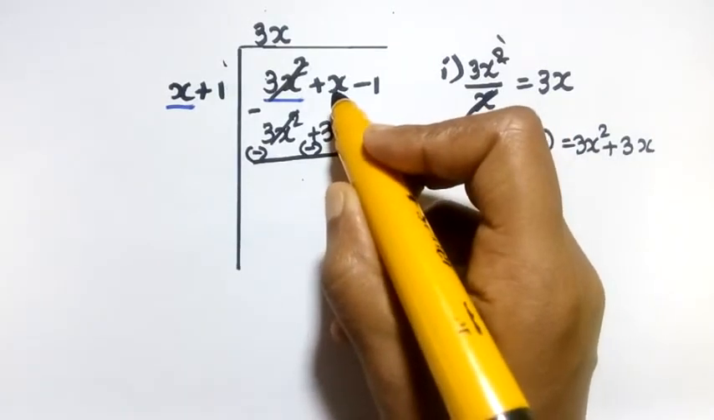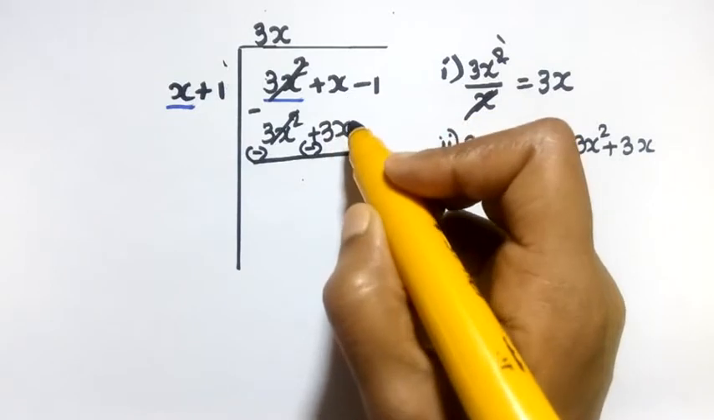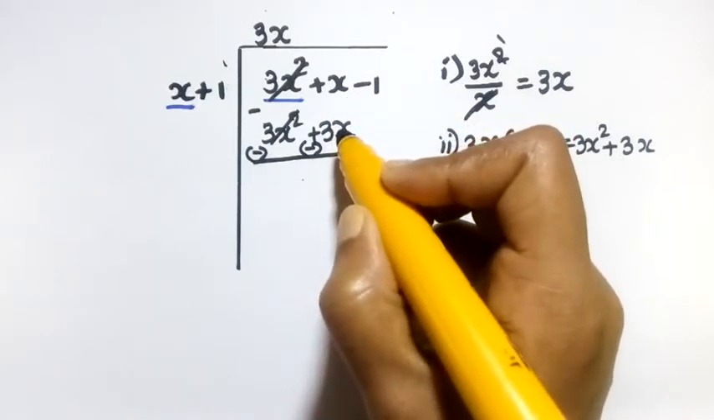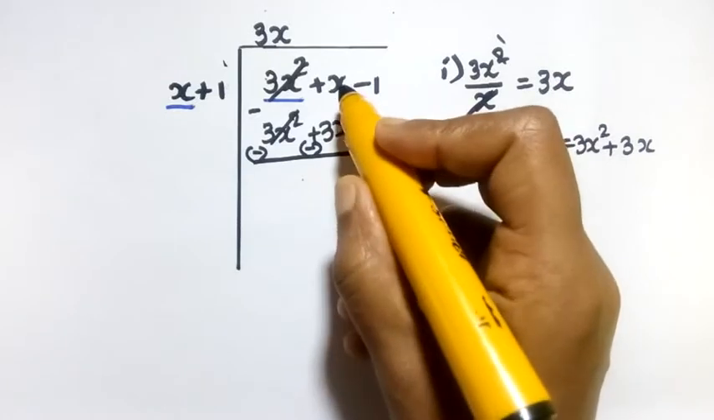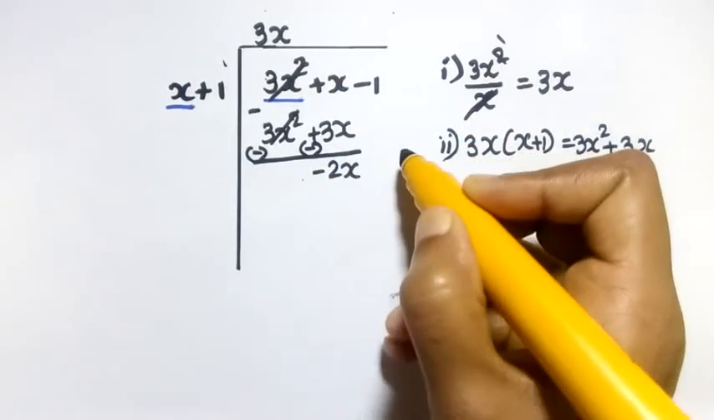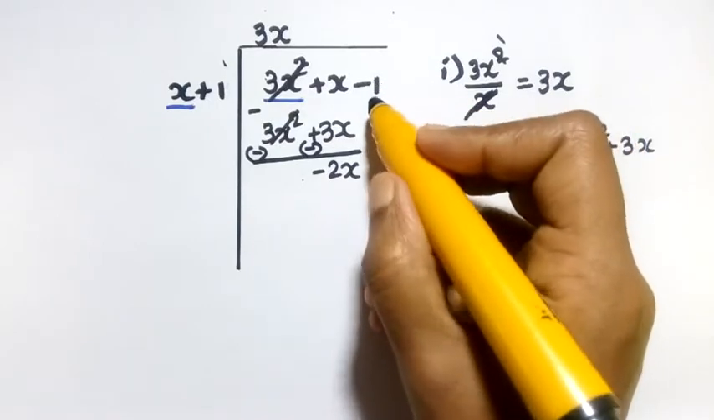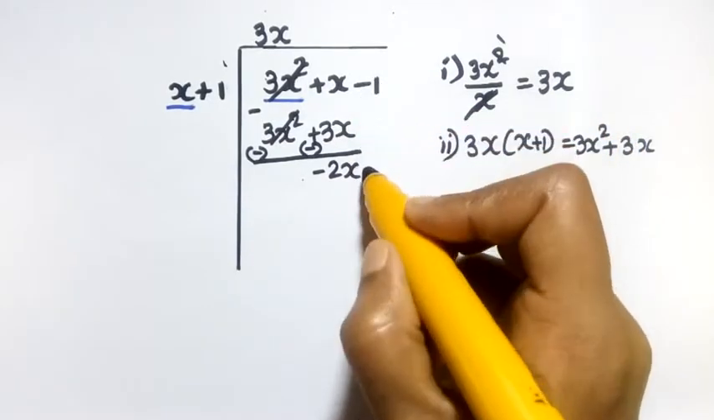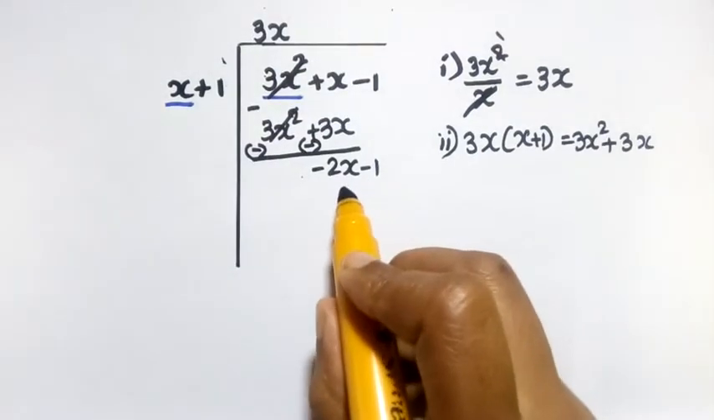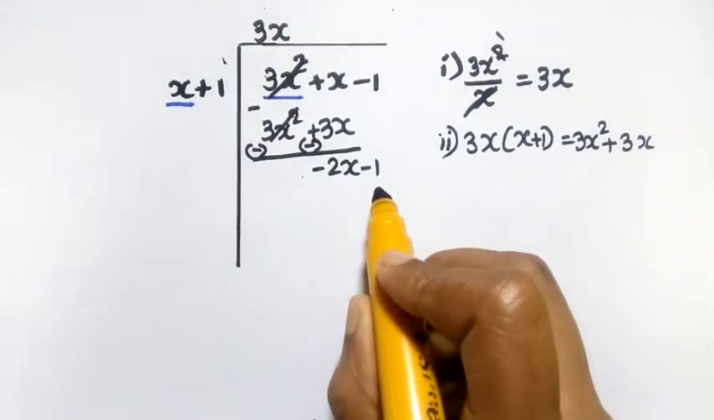X means its coefficient is 1. Children, what is 1 minus 3? 1 minus 3 is minus 2. So, x minus 3x is minus 2x. Next, write the next term down. That is, write minus 1 down. Now, we got the remainder minus 2x minus 1.